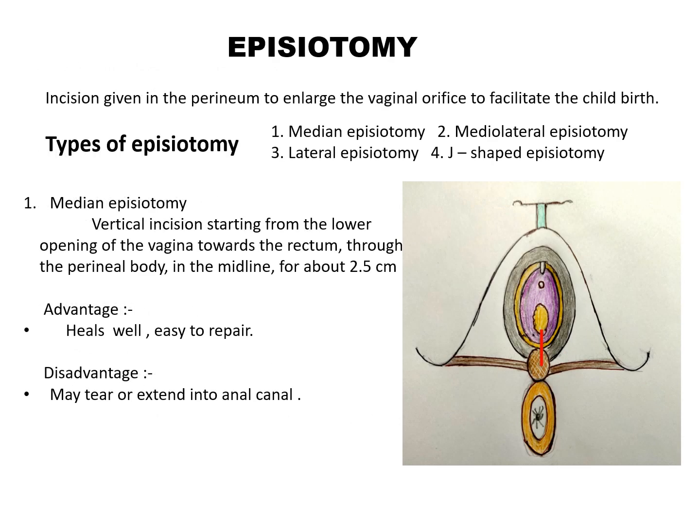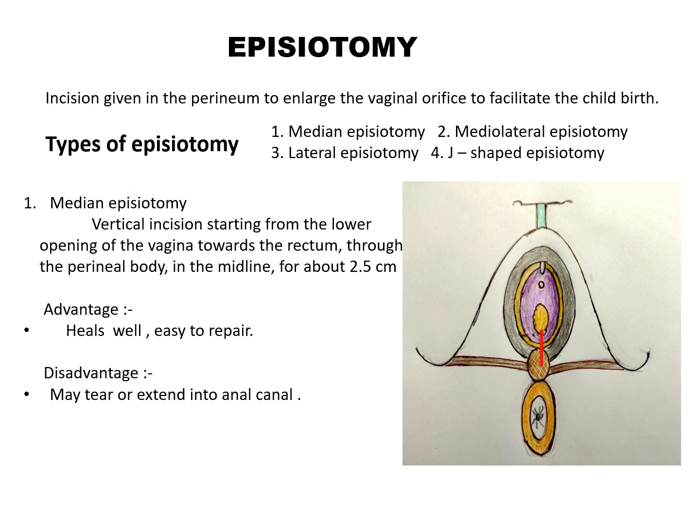So I have told previously about episiotomy in the clinical importance of the perineal body. Now we'll see what is episiotomy and the different types of episiotomy. Episiotomy is nothing but the incision given in the perineum to enlarge the vaginal orifice to facilitate childbirth. There are 4 types of episiotomy. One is the median episiotomy. The second one is the mediolateral episiotomy. Then the lateral episiotomy, and the last one is the J-shaped episiotomy.